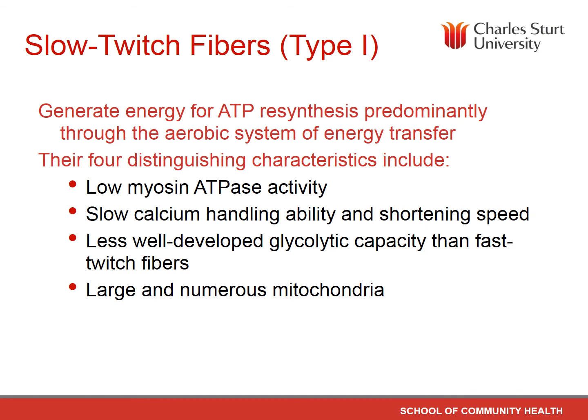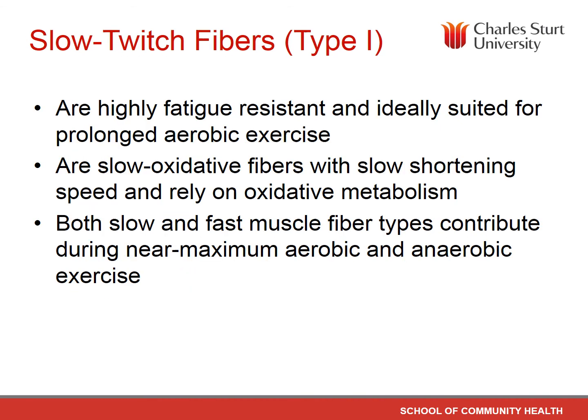Now, type 1 then have also large and numerous mitochondria for really high oxidative capacity. So they're highly fatigue resistant and ideally suited for prolonged aerobic exercise. So they're slow oxidative fibers with slow shortening speed and rely on oxidative metabolism. And both slow and fast muscle fiber types contribute during near maximal aerobic and anaerobic exercise.